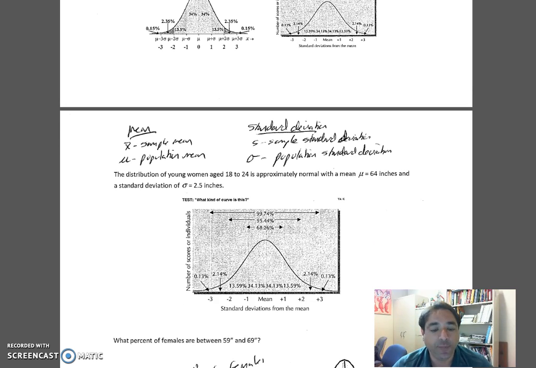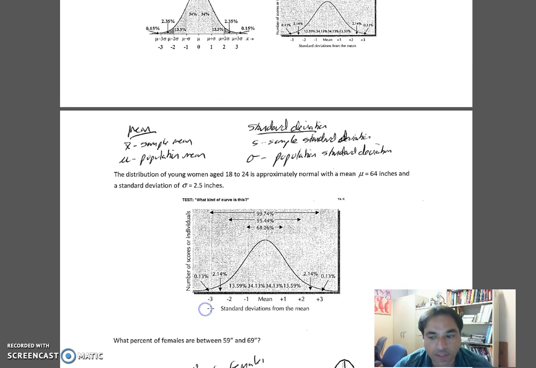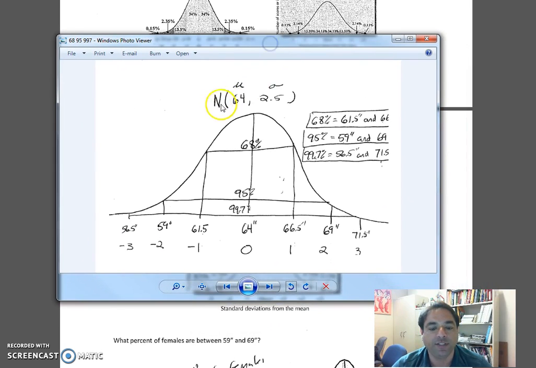Okay, so we're going to do an example, and hopefully all of this will make more sense. The distribution of young women aged 18 to 24 is approximately normal with a mean of 64 inches, 5'4", and a standard deviation of 2.5 inches. So in order to understand this problem, we're going to bring in a picture. And here is our information again, where the distribution's normal, the population mean is 64 inches, and the population standard deviation is 2.5.